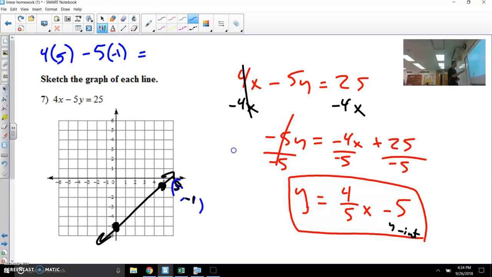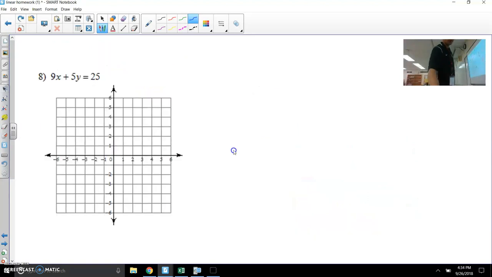Now we're supposed to get 25 if this is correct. So 4 times 5 is 20. -5 times -1 is +5, and guess what? That is exactly 25. So I know that I did that correctly because that point fell on that line. Okay?